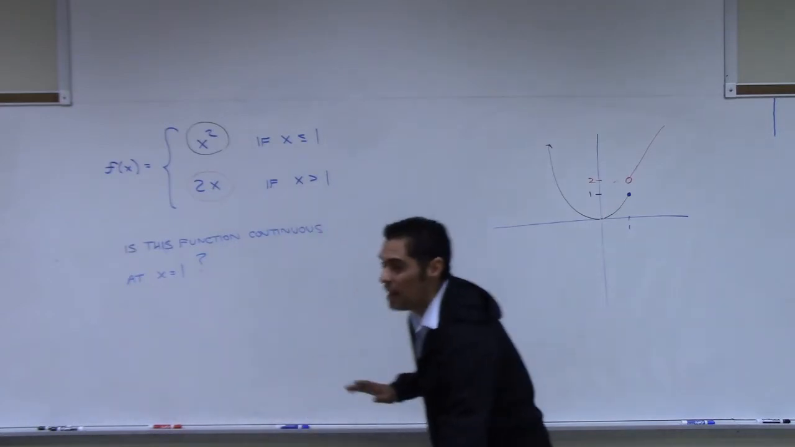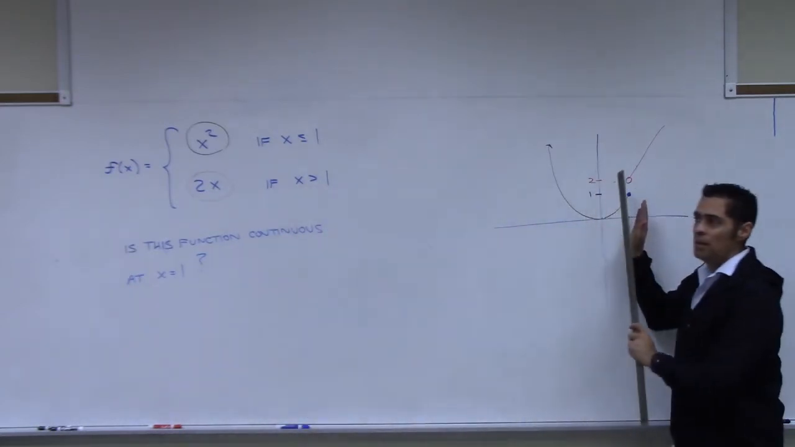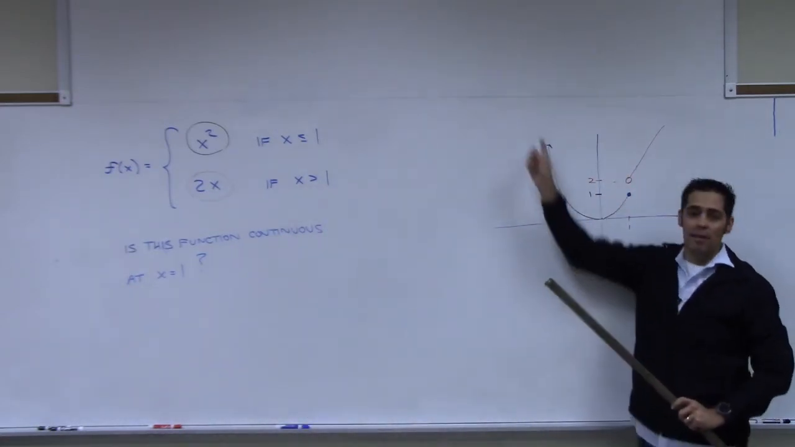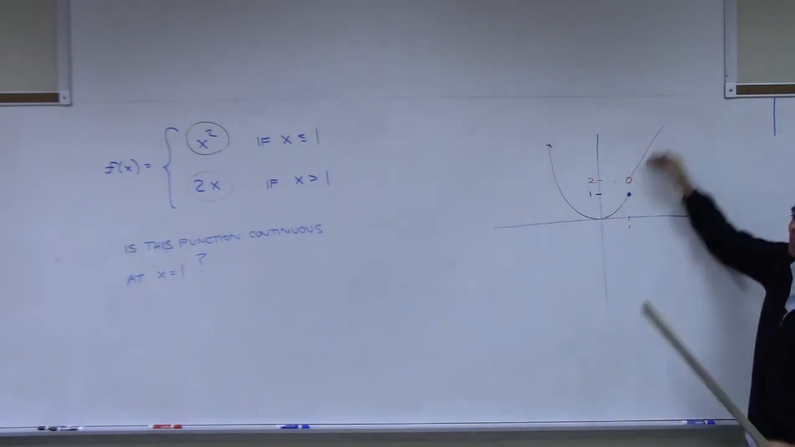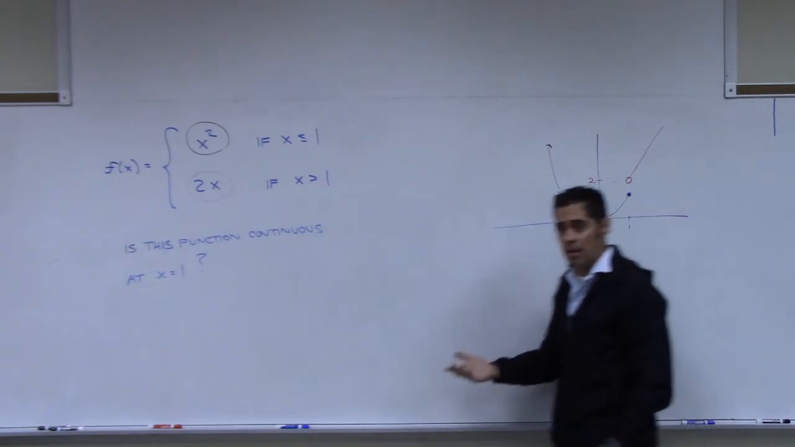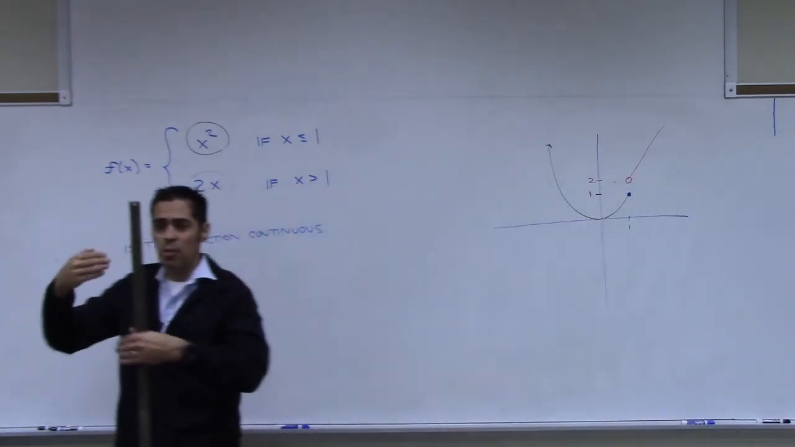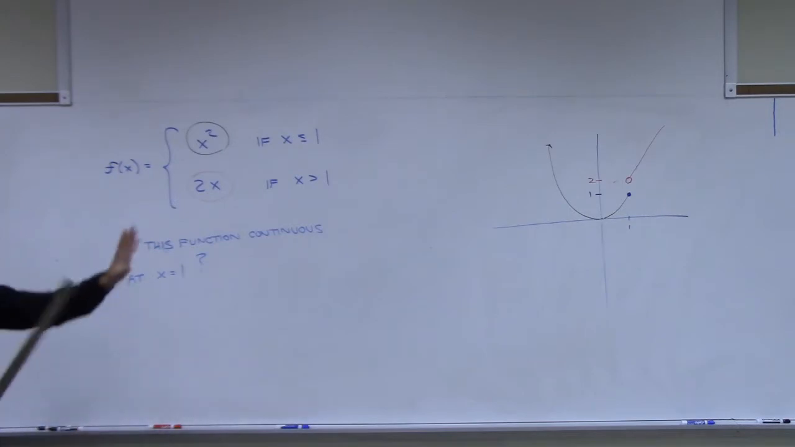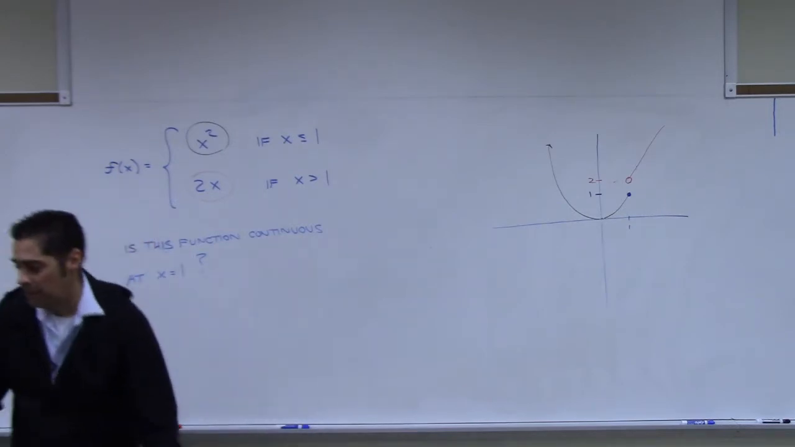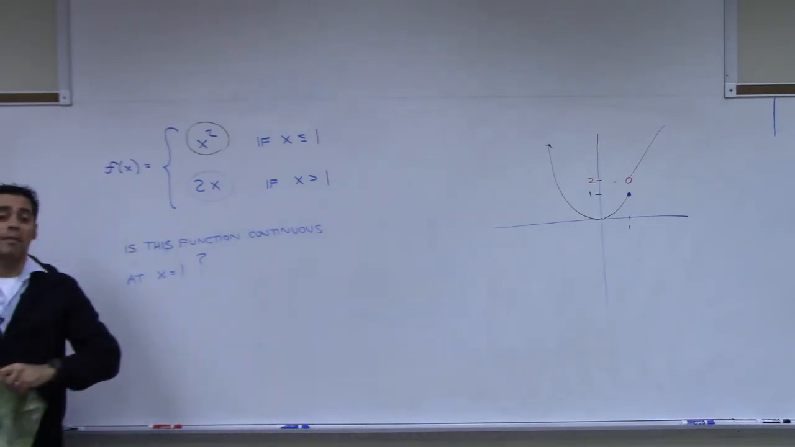Does that make sense? To the left it's a parabola, and parabolas I can draw without picking up my pencil. To the right of 1 it's a line, and I can draw that without picking up my pencil. The only question is where they come together: can I draw it without picking up my pencil? And the answer is going to be what? No, but how would we know that without the graph?